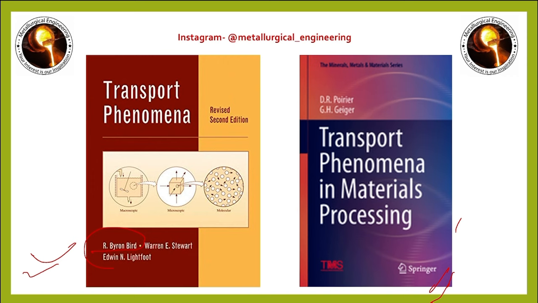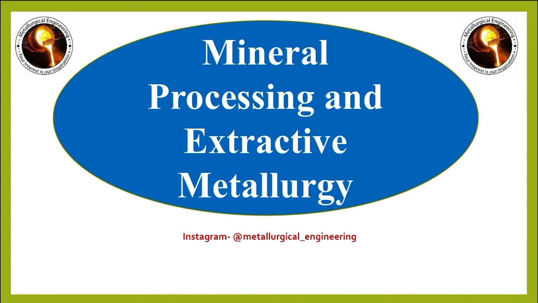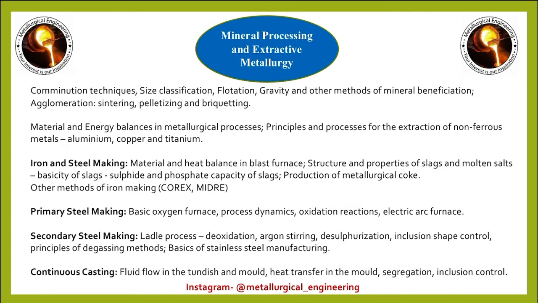Now come to the next topic, which is mineral processing and extractive metallurgy. The syllabus is like this. For mineral processing, the important topics are size classification, flotation, gravity, and other methods of mineral beneficiation, agglomeration, sintering, pelletizing, and briquetting. And then in iron and steel making, you have primary steel making: blast furnace, basic oxygen furnace, electric arc furnace. Then secondary steel making processes, and finally continuous casting. So these are the syllabus you should refer.